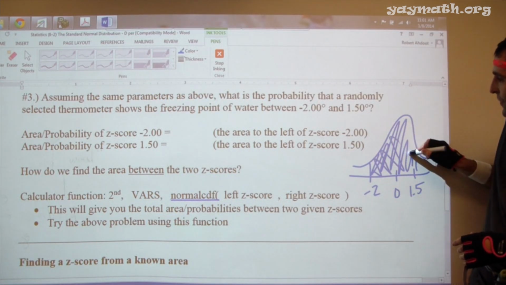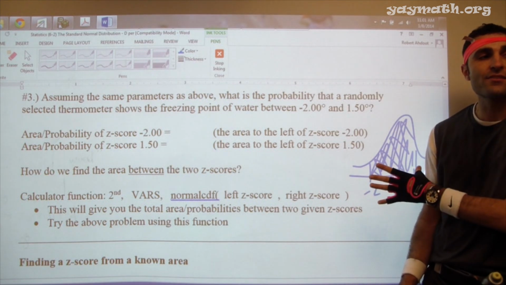Yeah. So there. What is the area between these two z-scores? How do we do it?